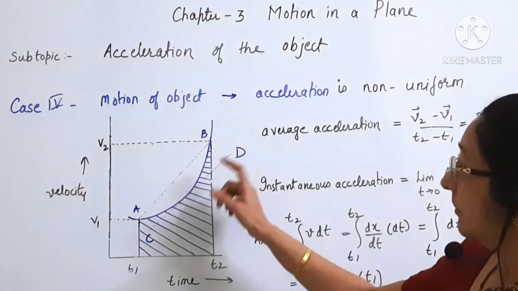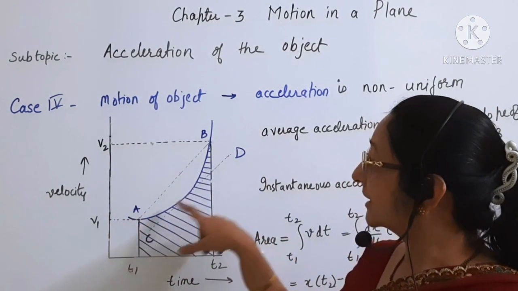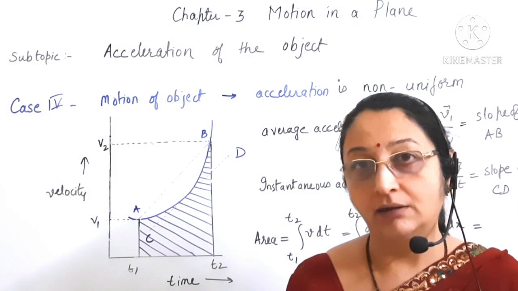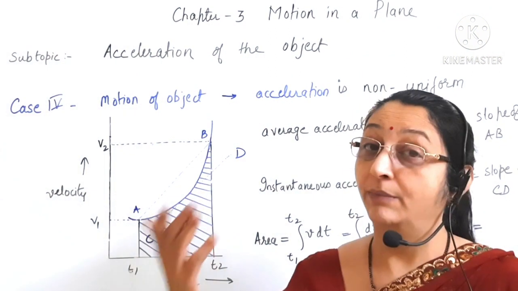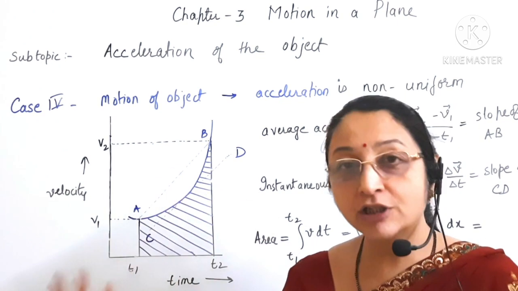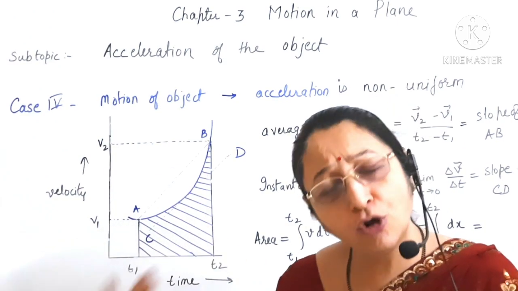So it is getting accelerated, the velocity is changing, and hence there is acceleration, but also the acceleration is also changing, that is the acceleration is also non-uniform.